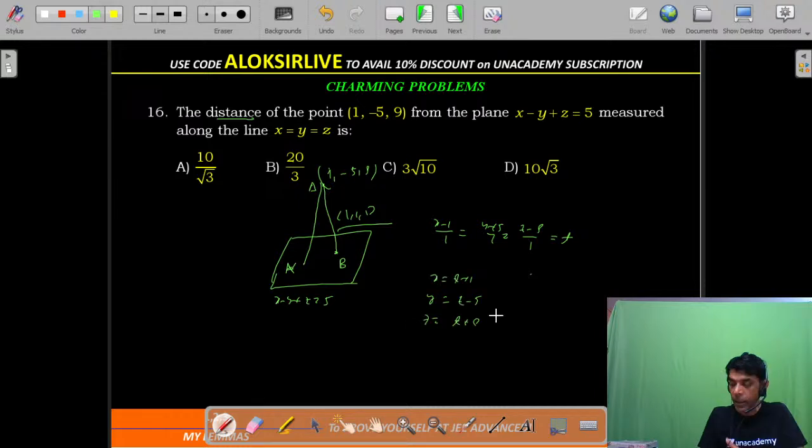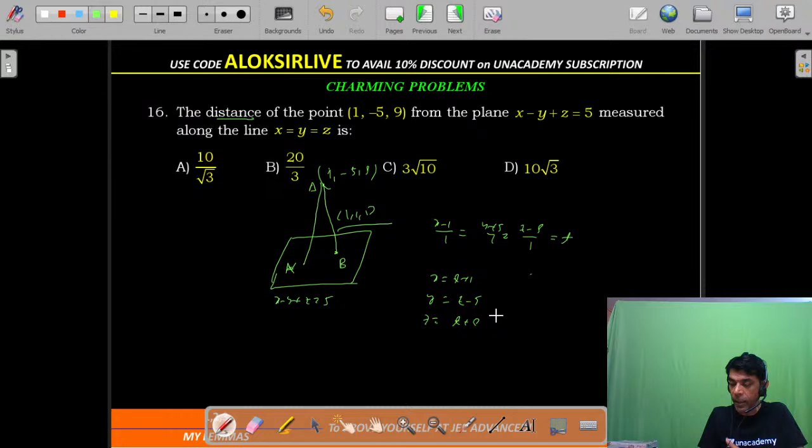So this is B, and it lies on this plane, x minus y plus z equal to 5. So (t plus 1) minus (t minus 5) plus (t plus 9) equal to 5. So you can find t from here. The moment you find t, then you can find B. You will find the point B, and you want AB only.